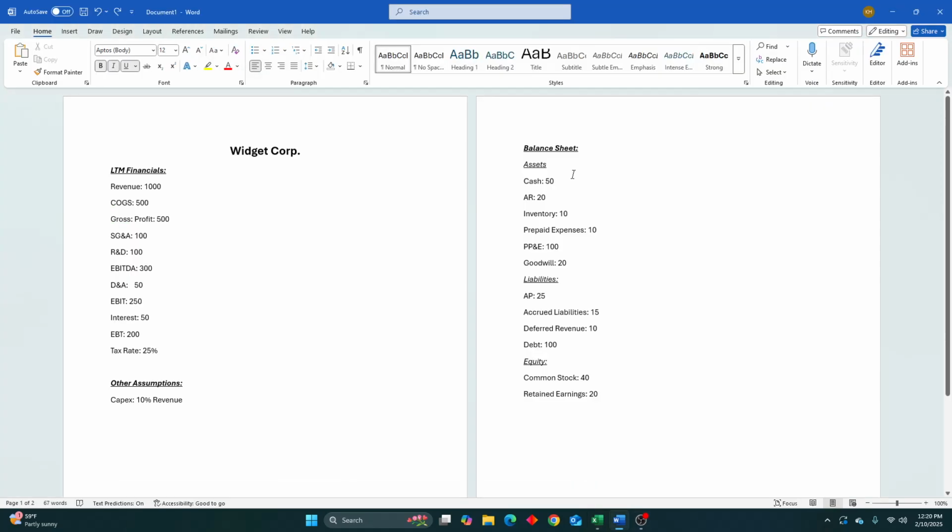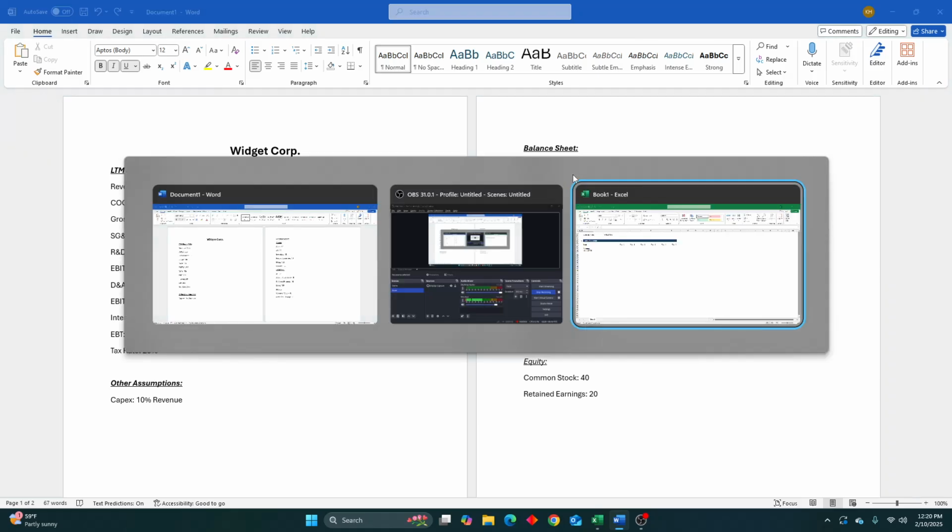If we go back to the prop, we can see that we have revenue, COGS, gross profit. For operating expenses, we're going to have SG&A and R&D. That gets us to our EBITDA. We're just going to have basic D&A of 50 with an EBIT of 250, $50 in interest expense, which will get us to an EBT of 20, and then we have a 25% tax rate.